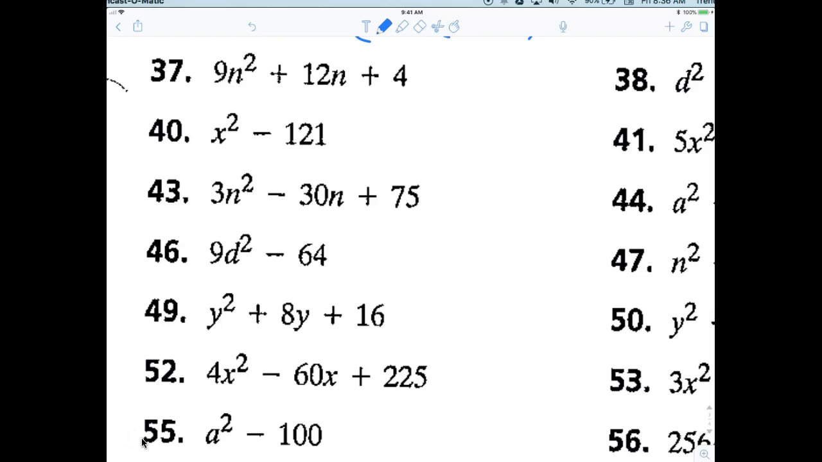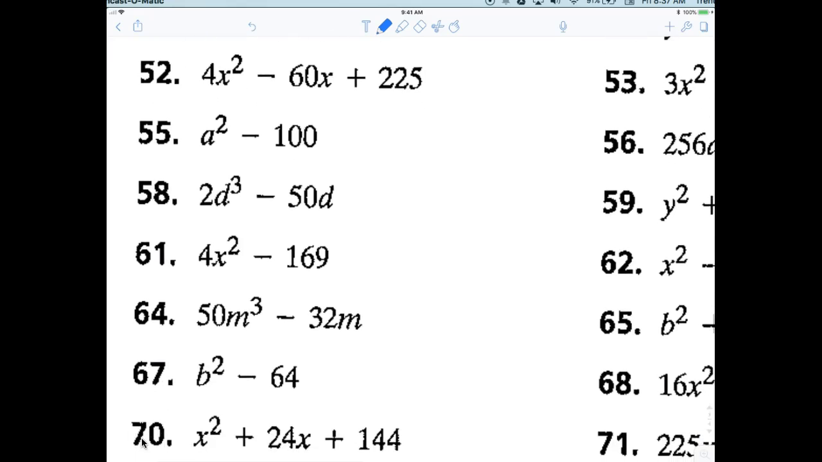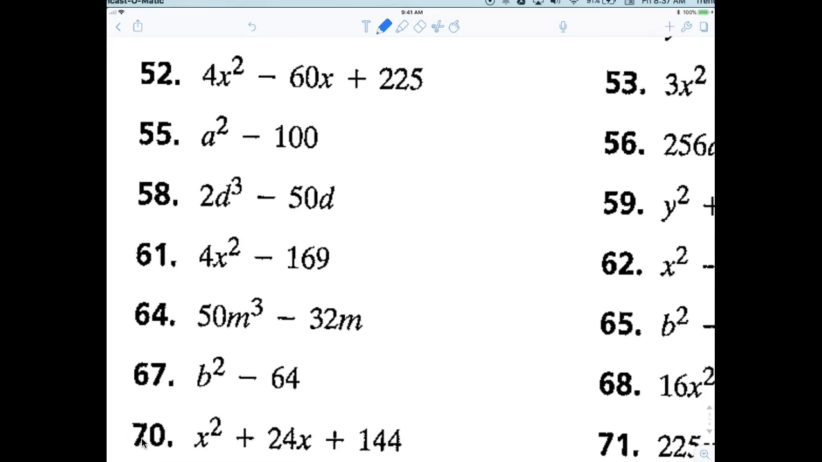All right, number 40. James. X and X and then negative 11. And 46. Go. It's 3d plus 8. Good. All right, 55, Bella. A on both sides and then minus 10. Sorry, I know that.